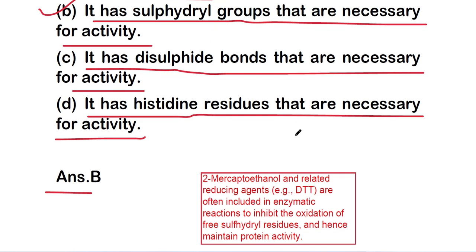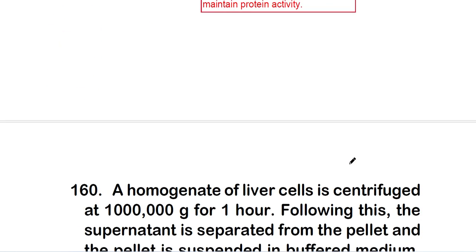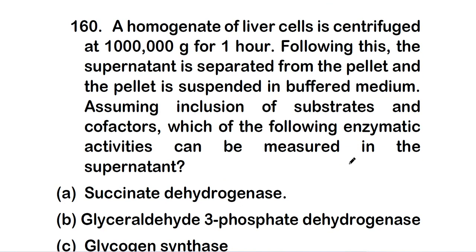2-mercaptoethanol and related reducing agents like DTT are often included in enzymatic reactions to inhibit the oxidation of free sulfhydryl residues and hence maintain protein activity. So they maintain the protein activity by inhibiting the oxidation of free sulfhydryl groups which are present in the enzyme or protein. Okay, so let's move on to the next one, that is the last question of this video.